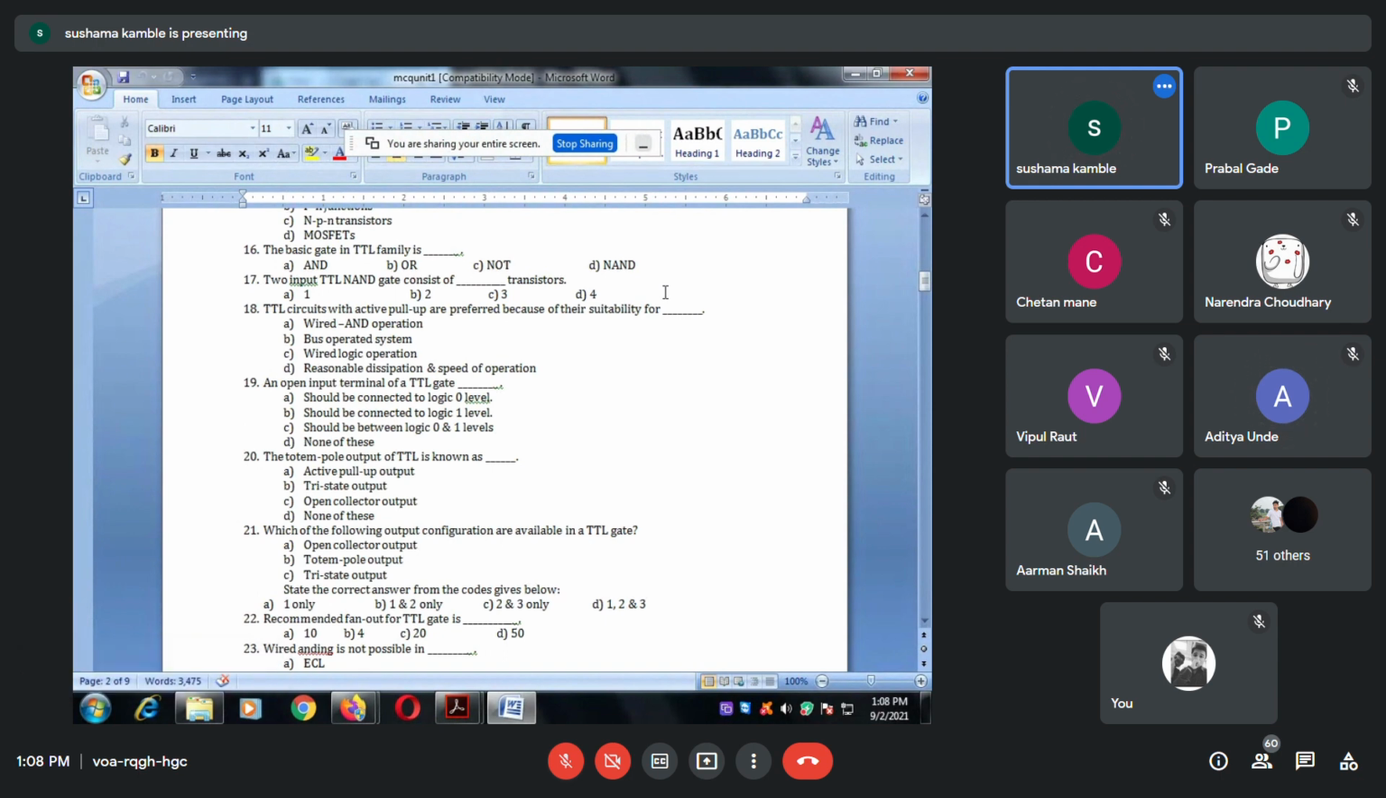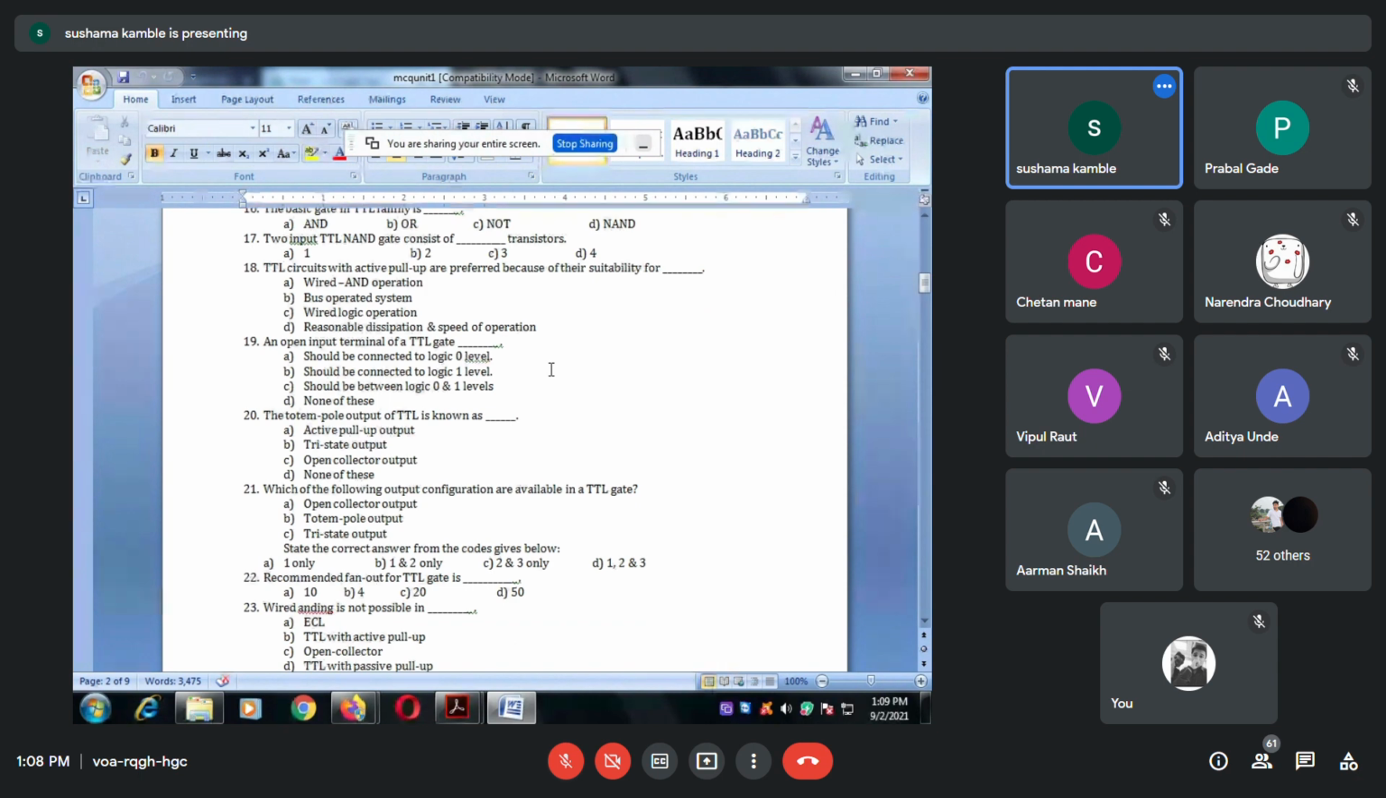So there are 4 transistors. Okay, very good. TTL circuits with active pull-up are preferred because of their suitability for wired AND operation, bus operated system, wired logic operation, reasonable dissipation and speed of power operation. Active pull-up means totem pole arrangement, or you can remove that one transistor and connect one resistor there. You have to read it for this.